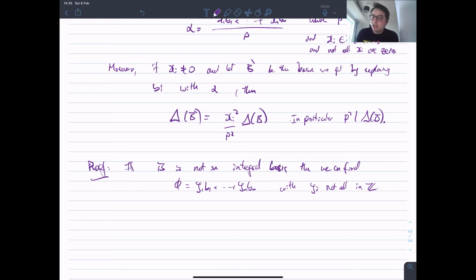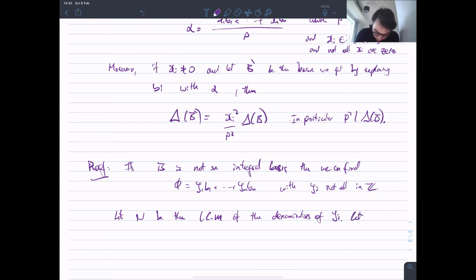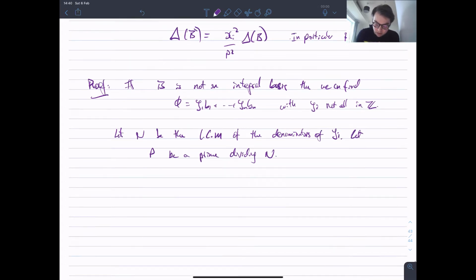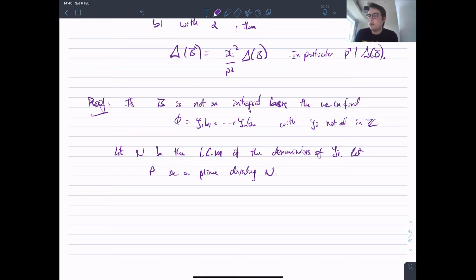So now let's consider the least common multiple of all of the denominators of these yi's. All these yi's are rational numbers, so let's consider all their denominators. I'm going to let n be the LCM of the denominators of the yi, and I'm going to let p be some prime dividing n. So n isn't 1 because we're assuming that one of the yi's is not an integer, so there exists a denominator.